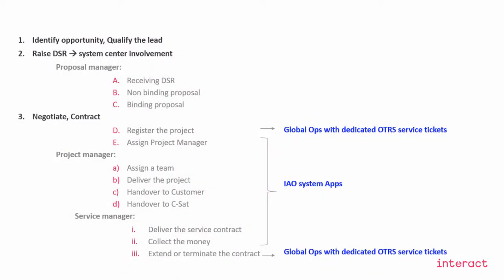So when we look at the project lifecycle, no surprises here. We start with an opportunity in the market, and the market will raise a so-called DSR, deal support request. This is the moment where the system center comes in scope, and prior to execution there will be some negotiation with non-binding and binding proposals. But once the contract is in place and we move on with the execution, we will have to make use of OTRS to get our project registered in the system, as well as the user accounts.